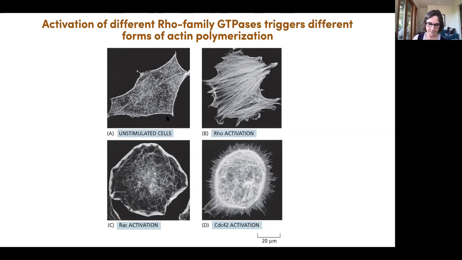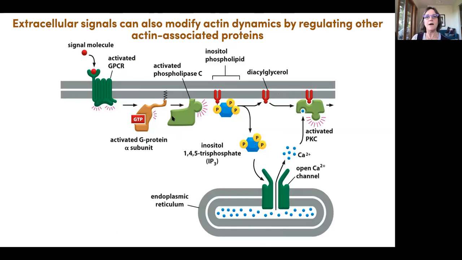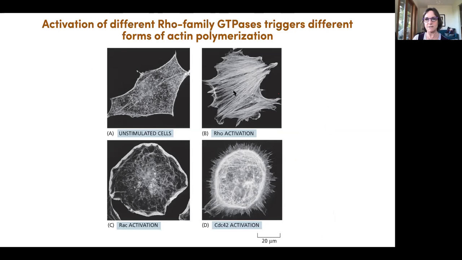So let's see how we're doing. Okay, so as you know, GTPases can be activated by extracellular signals, and typically are. That's kind of what's shown here: different signals that have been added to cells to activate these different small GTPases or monomeric GTPases. So that's a major mechanism that controls actin within cells, is that there are signals that come in and activate one or more of these small GTPases.